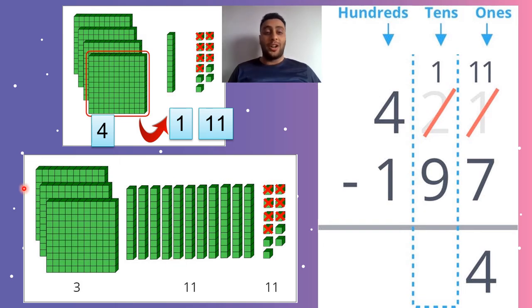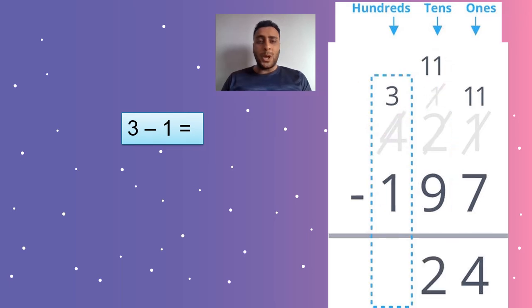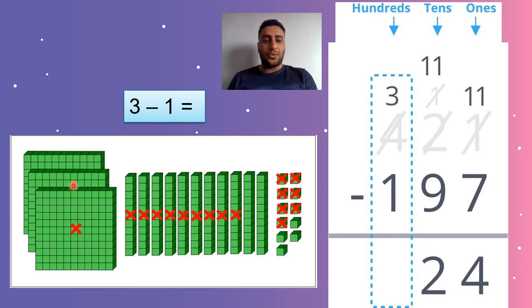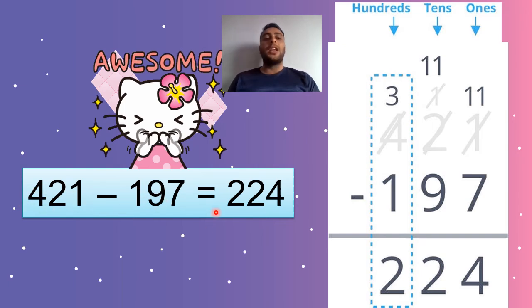Woo! Thank you, hundreds. But remember, we don't have 4 hundreds anymore. We only have 3. So remember to cross. Now we have 11, and cross out the 4 hundreds because now we only have 3 hundreds. So 11 minus 9. Woo, too easy, 2. And now 3 minus 1. Too easy. We have 3 minus 1. Now we have only 2. Haha. So 421 minus 197 equals 224.